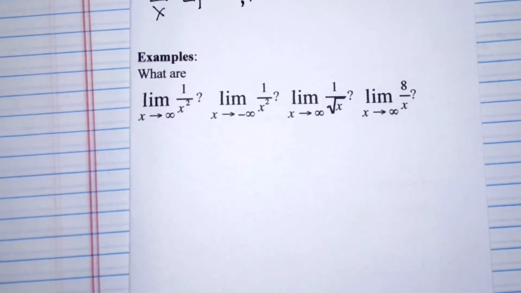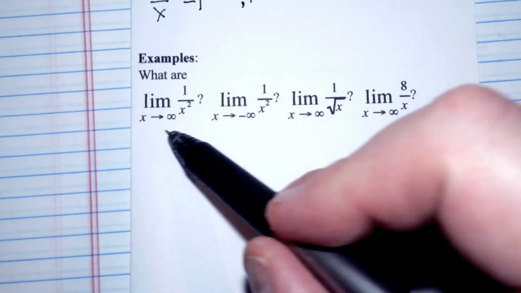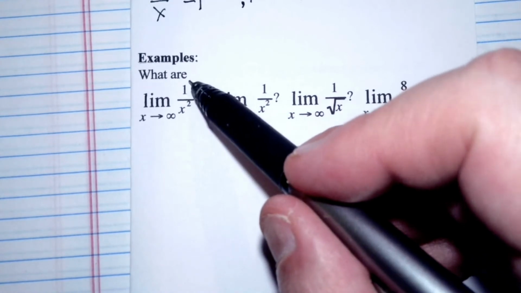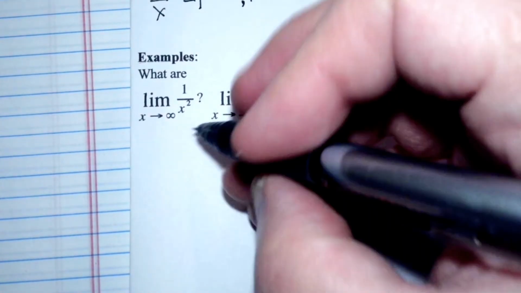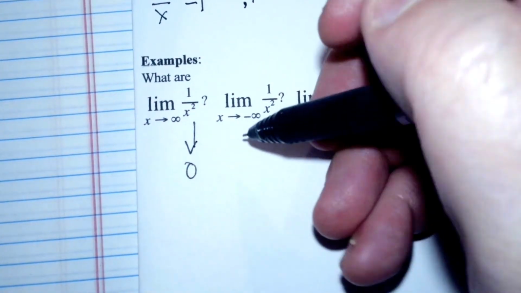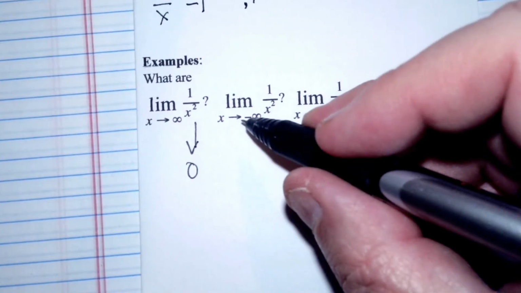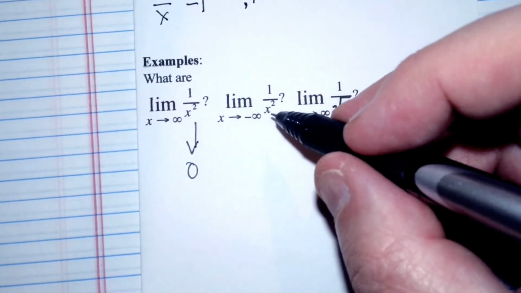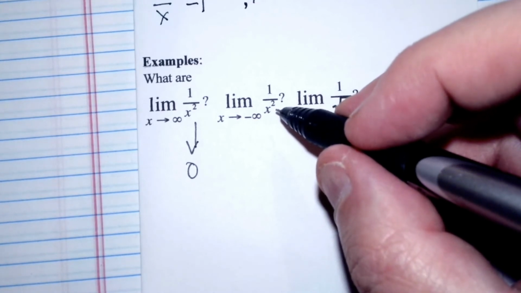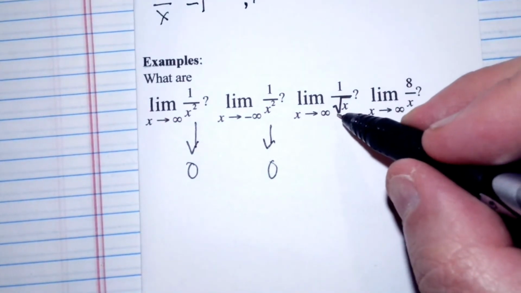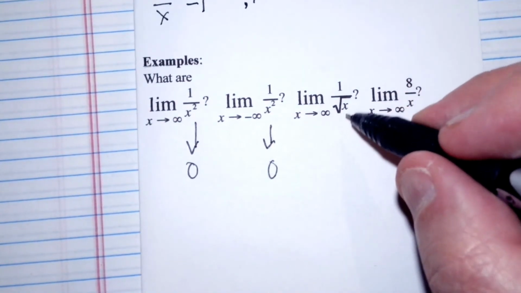Alright, so what about the limit as x tends to infinity of 1 over x squared? What's going to happen to x squared as x tends to infinity? Well, x squared is going to get big even faster than x did, and so you're dividing 1 by really big numbers. I hope that it makes sense that that's tending to 0. And the same for negative infinity. If x is a very negative number, then x squared is a very large positive number, and so that's also tending to 0.